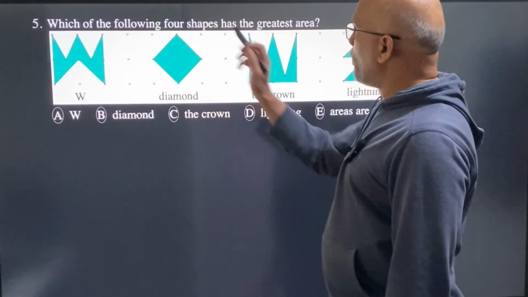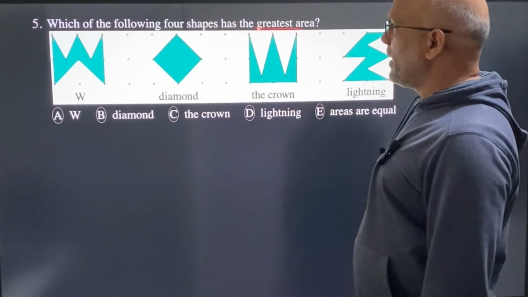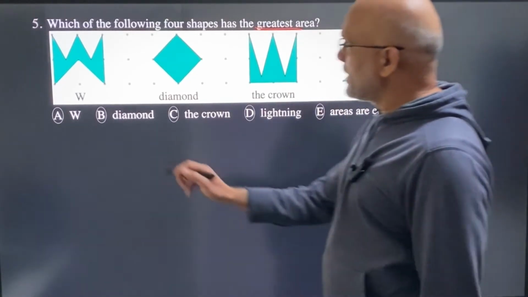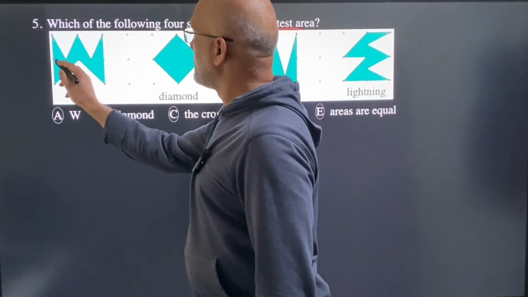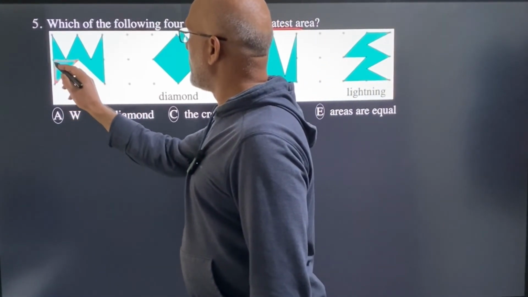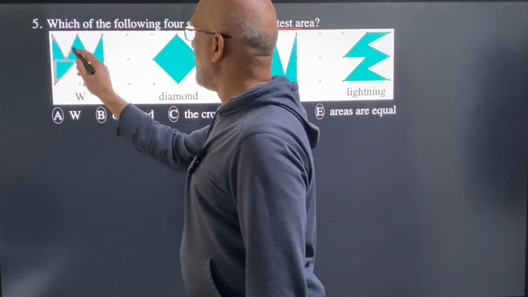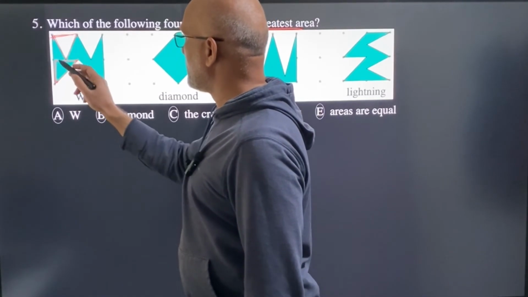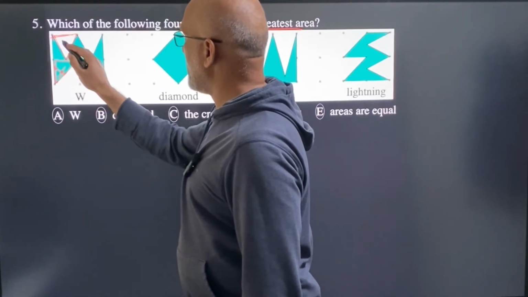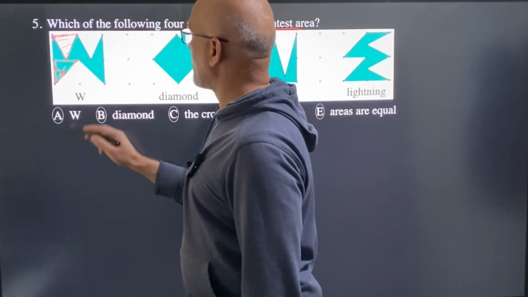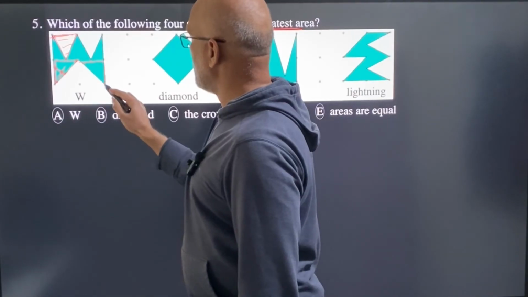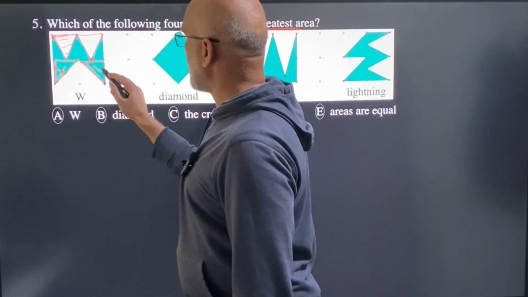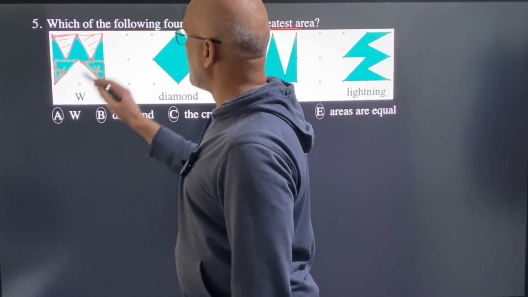Which of the following 4 shapes has the greatest area? So if we stare at the shapes for a moment, notice that this triangle has the same area as this triangle because they have the same base and same height. So I can disregard this and instead consider this one. Similarly, this triangle has the same area as this triangle, so I can disregard this and consider this instead.